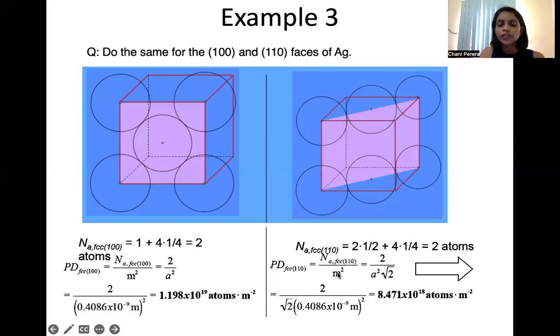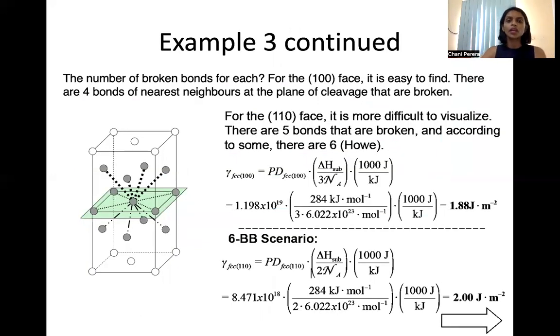So the planar density for this one is again going to be 2 over the area. The area here: one side is A, and you just have to use the Pythagoras theorem and you will find the other side is A times square root 2. So the area is A squared root 2. It's a rectangle. And then you can find the planar density for that 110 plane. Right.